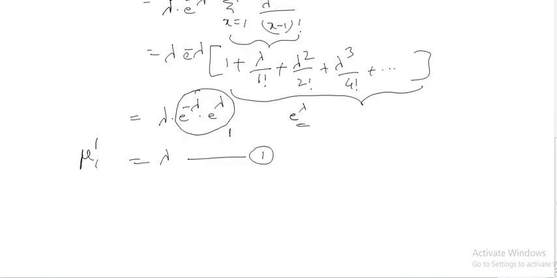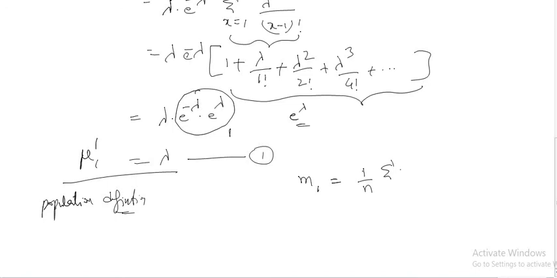Now what the method of moments is saying: this is the population definition through the population. What about the sample? Sample moments, that is m1 dash. M1 dash is 1 by n summation x.